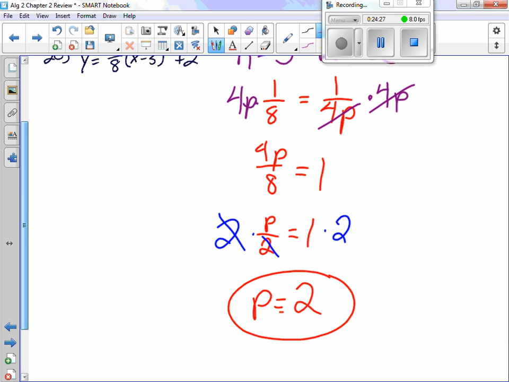Any questions on how we found h, k, or p? Any questions on any of this here so far?